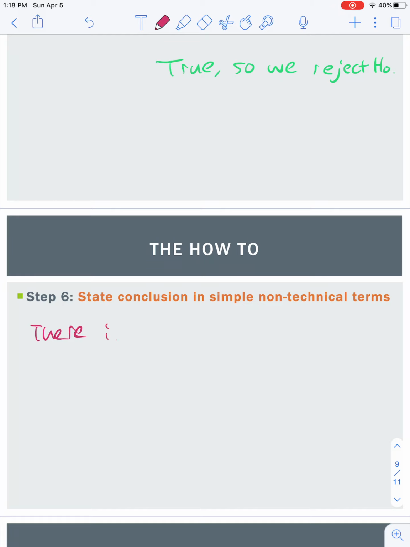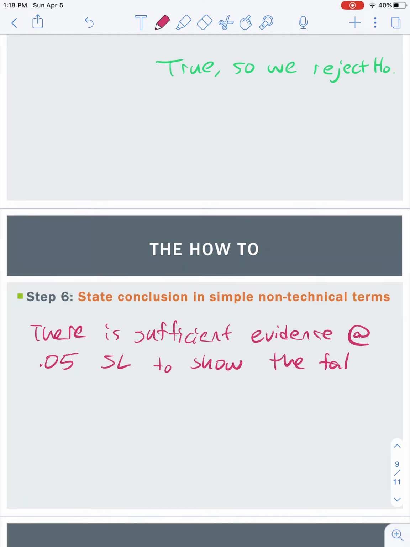There is sufficient evidence at the 0.05 significance level to show the fatality rate is lower with airbags versus not having airbags.